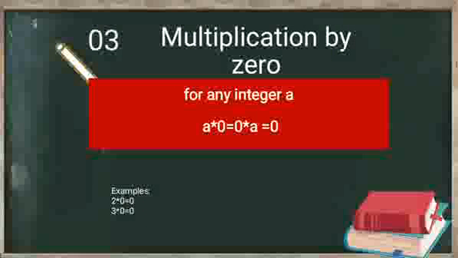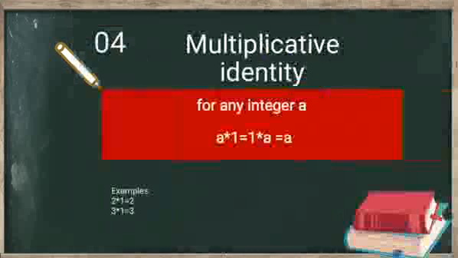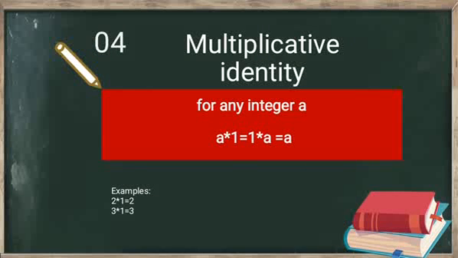Then let us start third property, multiplication by 0. For any integer a, a into 0 is equal to 0 into a is equal to 0. Example, first example, 2 into 0 is equal to 0. The answer is 0. Second example, 3 into 0 is equal to 0. Let us start fourth property, multiplicative identity. For any integer a, a into 1 is equal to 1 into a is equal to a. Example, 2 into 1 is equal to 2. The answer remains the same. Second example, 3 into 1 is equal to 3.